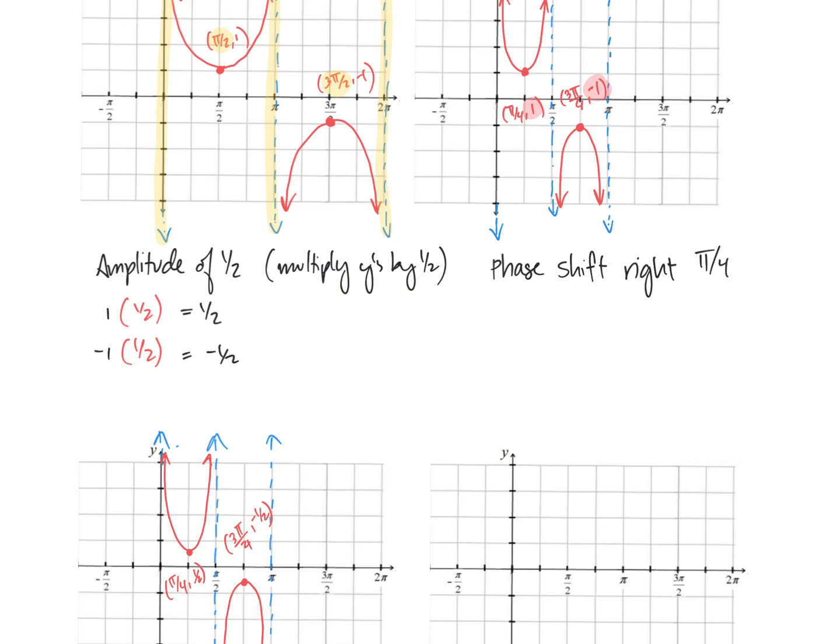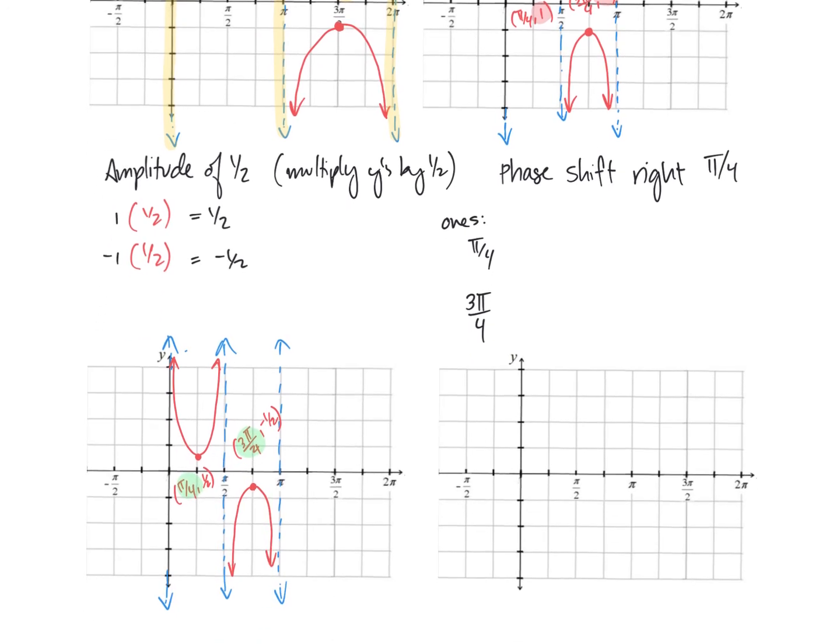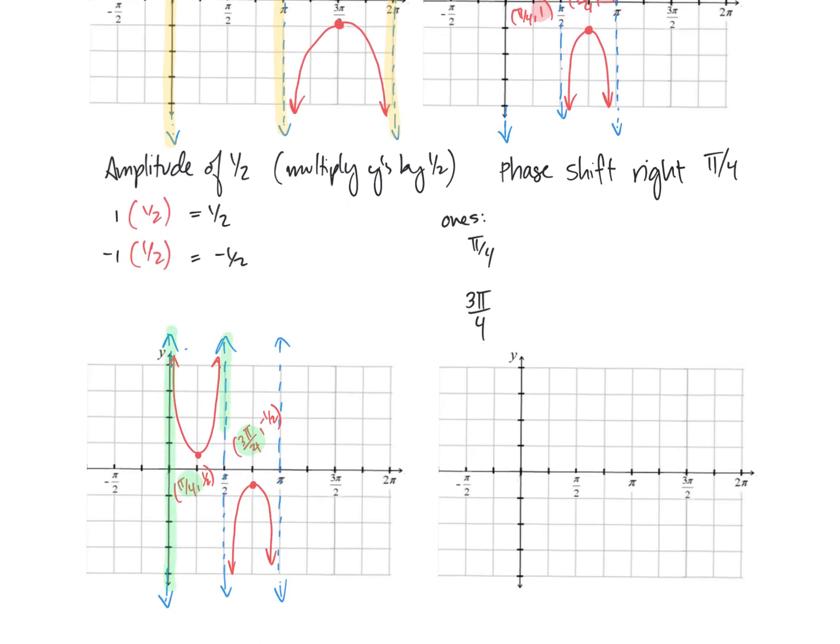our pi values. So what are our pi values? Where we have our 1s, which are pi over 4, and 3 pi over 4. Let me go ahead and highlight those so you remember where I got them from. Pi over 4 and 3 pi over 4. Then our asymptotes are going to be at 0, pi over 2, and pi. So my asymptotes, we have 0, pi over 2, and pi. Now phase shifting, we're going to move them to the right, so we're going to be adding pi over 4 to all of these.